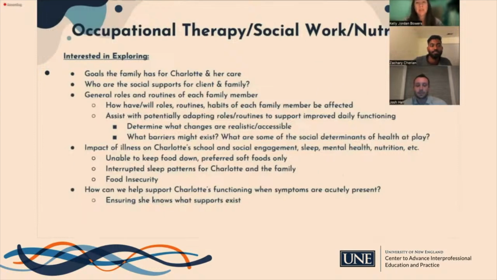Occupational therapy, social work, and nutrition had some overlap in our interest in possible interventions. Our primary concerns were with how Charlotte's illness, the family's recent move, and a new baby on the way were disrupting the family's usual roles, routines, and habits, and we wanted to leverage existing community supports to mitigate further disruption. We're also concerned with how her illness was impacting her personally with her school and social interactions, her mental health, nutrition, sleep, and what realistic changes we could make to improve these. Ultimately, our goal was to find out how we could address these concerns and best support Charlotte and her family.